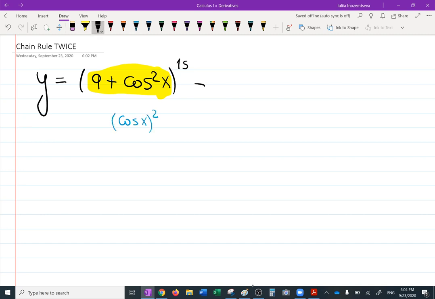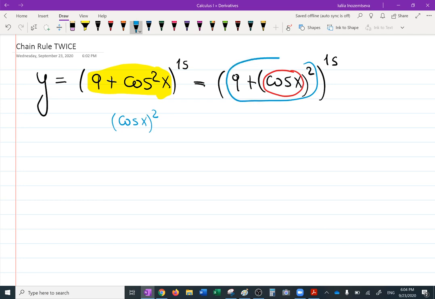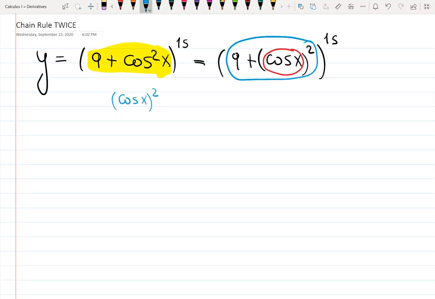Then, if you rewrite it this way, it will be 9 plus cosine x everything squared and everything to the 15th power. Then you have a very inside function cosine, which is squared, then 9 is added, and this is the inside function of the polynomial raised to the 15th power. So let's very quickly differentiate that step by step.